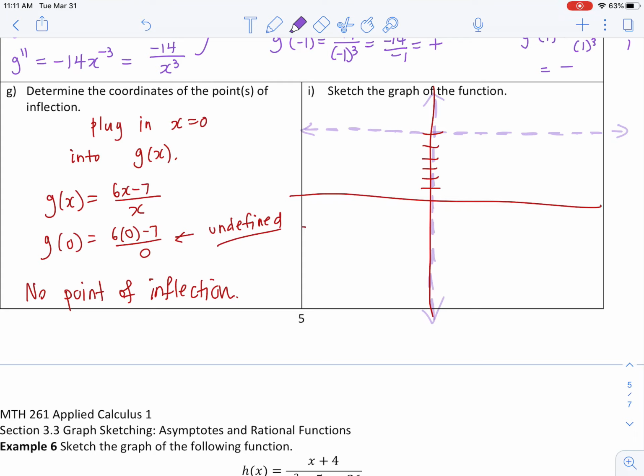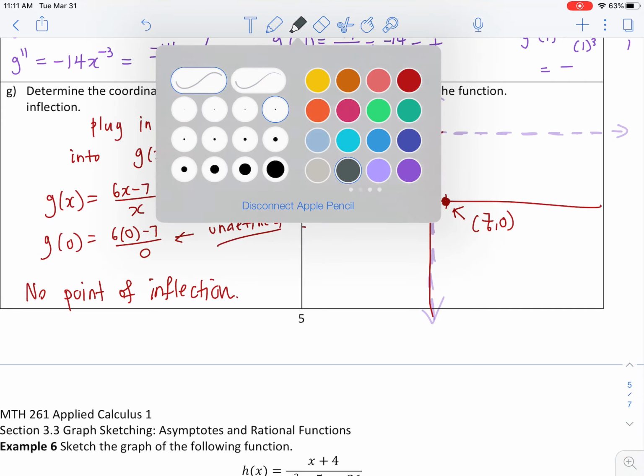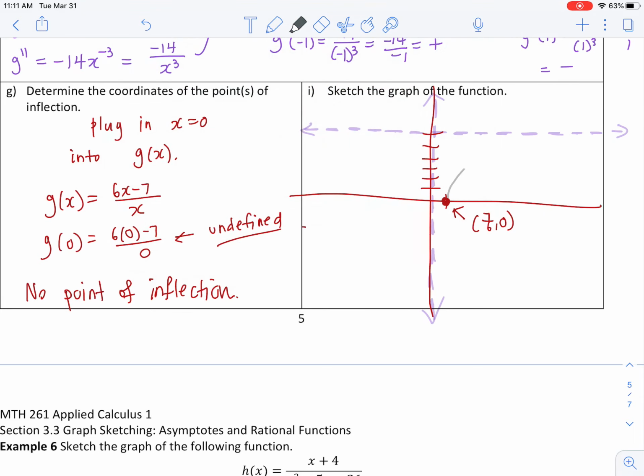All right, we did not have any y-intercept, but we did have an x-intercept at 7 over 6. So I can plot that. This is my 7 over 6, 0, my x-intercept. Now let's graph this function. This graph is increasing everywhere. So as I'm going to the right side, this is going to go up. But it cannot cross the horizontal asymptote of 6.